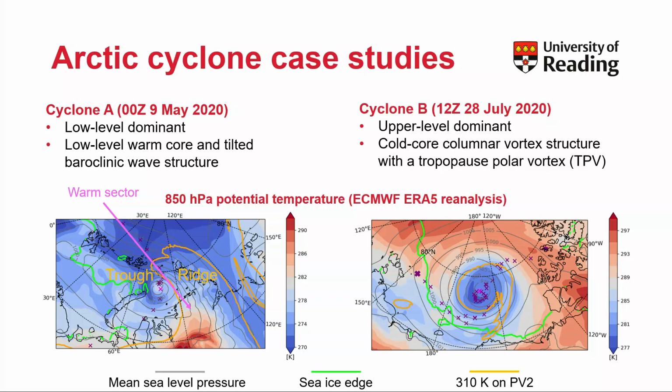But now Cyclone B occurred in July 2020, and this was instead an upper-level dominant cyclone, so it had a cold core thermal wind structure. It developed with a tropopause polar vortex, or a TPV, and around the time of maximum intensity here, you can see that the cyclone is vertically stacked, with the low-level cyclone vertically stacked below this axisymmetric TPV. As you can see, the two structures look quite different at around maximum intensity.